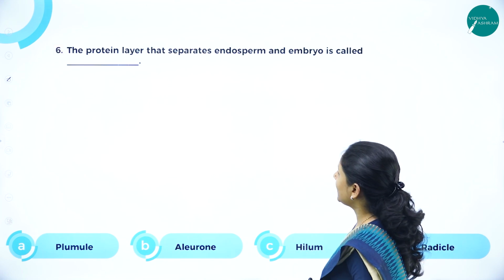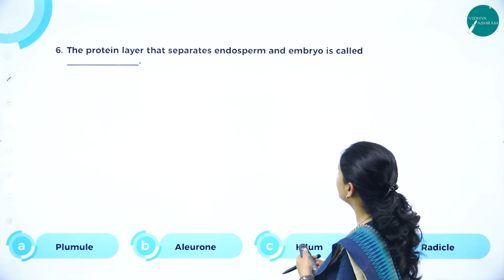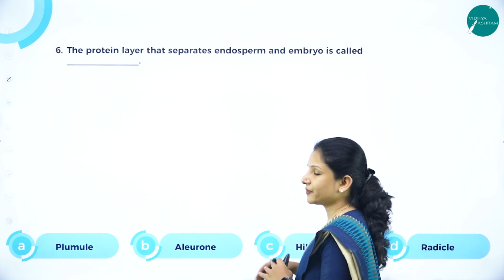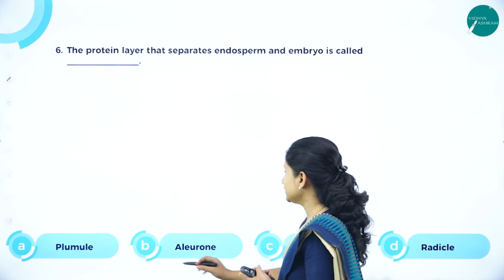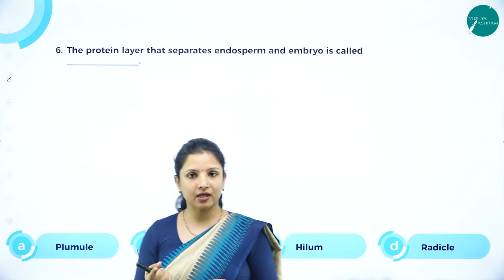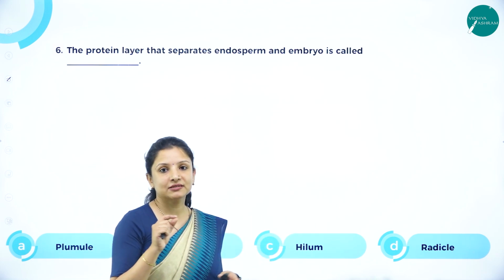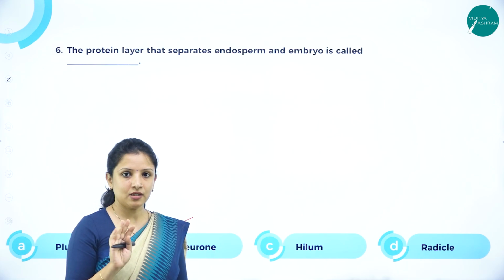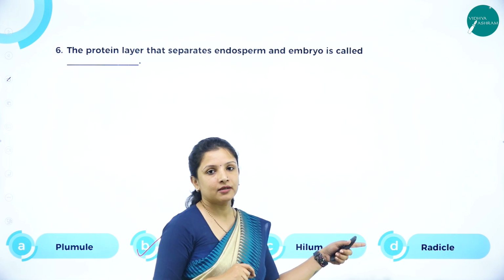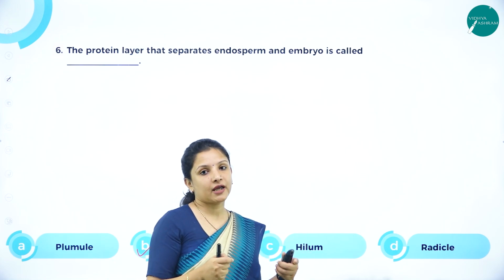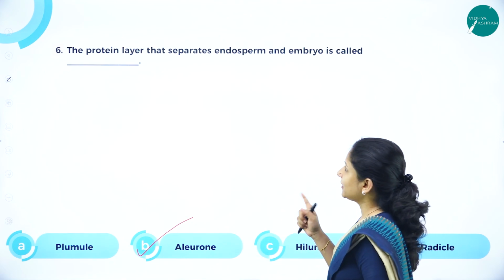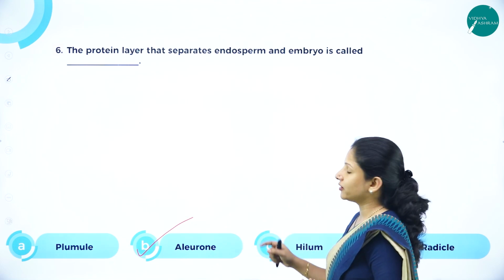Next one, the protein layer that separates endosperm and embryo is called. In monocots, there is a protein layer that separates the endosperm and the embryo, that is called the aleurone layer. Plumule is the shoot producing region in the embryonal axis. Hilum is nothing but the scar that is present in the seed, that white scar in the monocot seed. Radicle is the lower portion of the embryonal axis from where the root arises. So, the right answer here is aleurone.